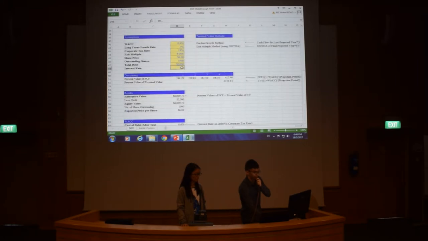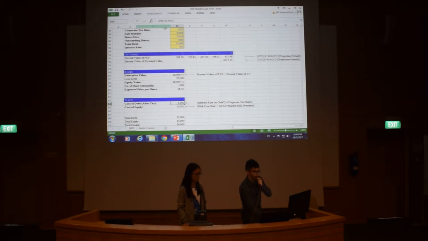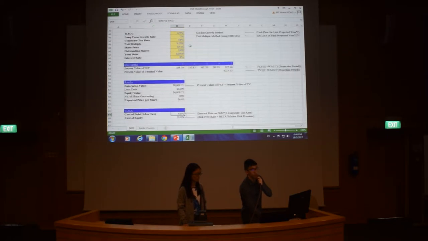So instead of the interest rate of 8%, the interest rate will instead be 8% times 1 minus the corporate tax rate.